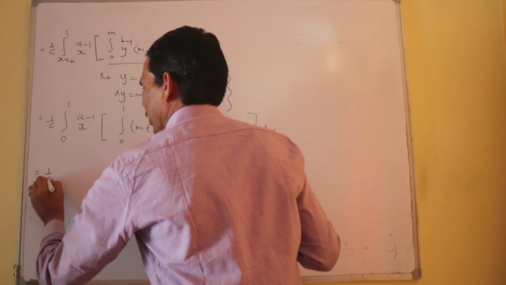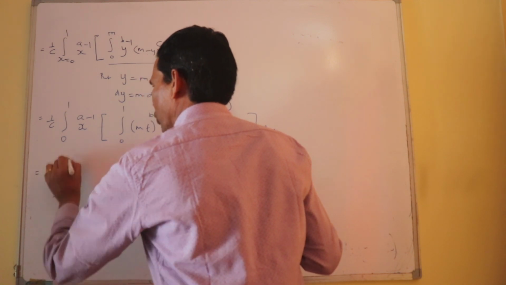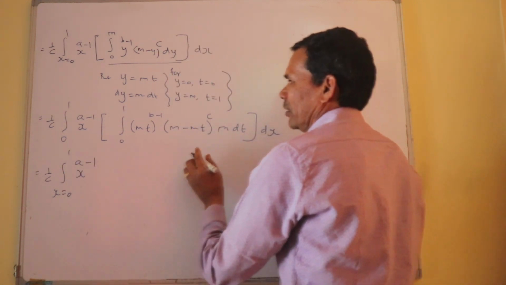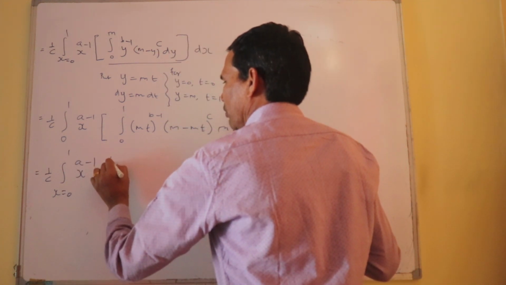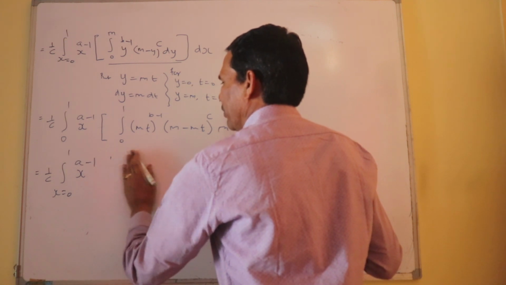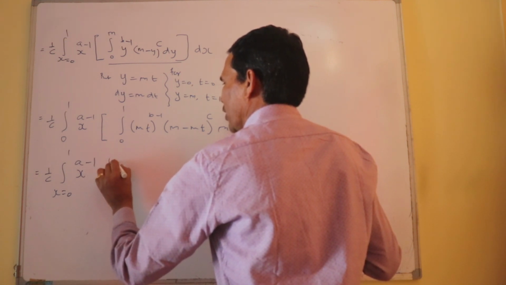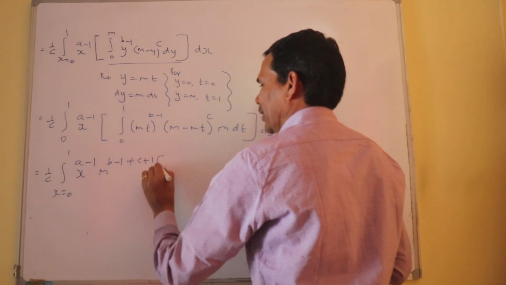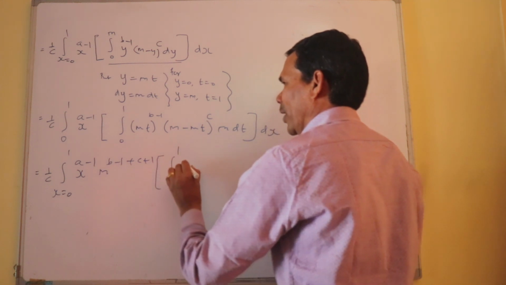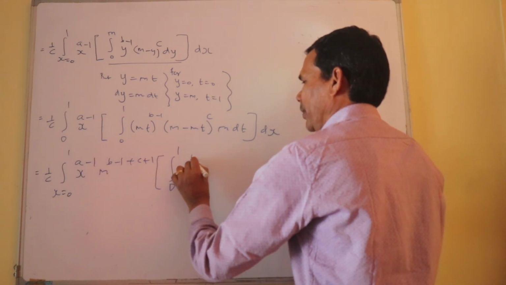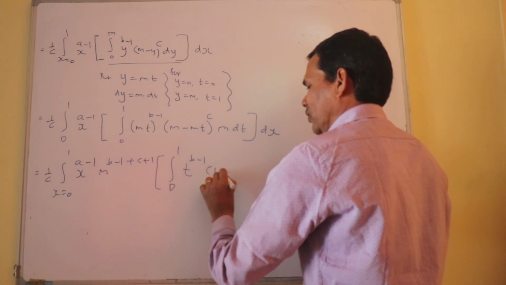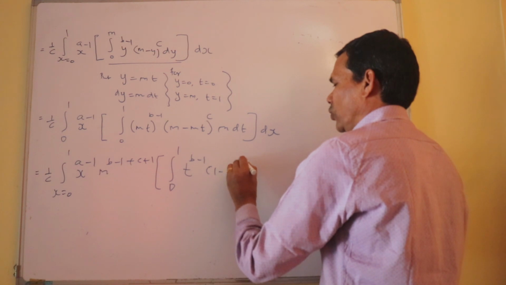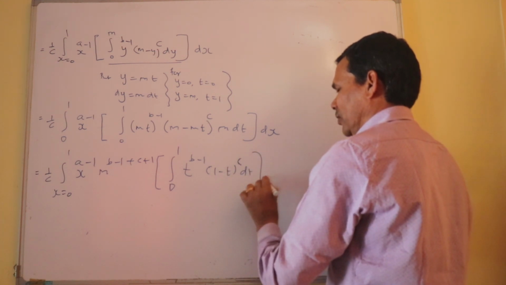This is equal to 1 upon c, x from 0 to 1, x raised to a minus 1. I take this m outside. So it is m raised to b minus 1 plus c plus 1. And in the integral, you are getting 0 to 1, t raised to b minus 1, (1 minus t) raised to c, since m is taken common, into dt, and this is dx.